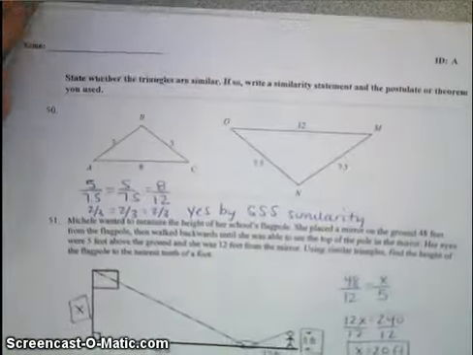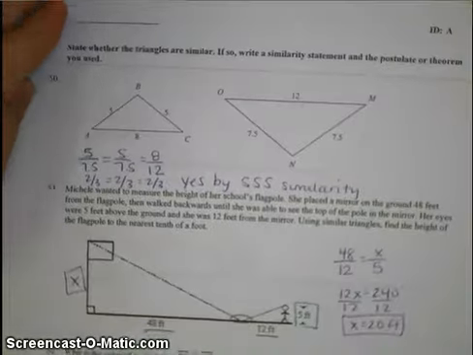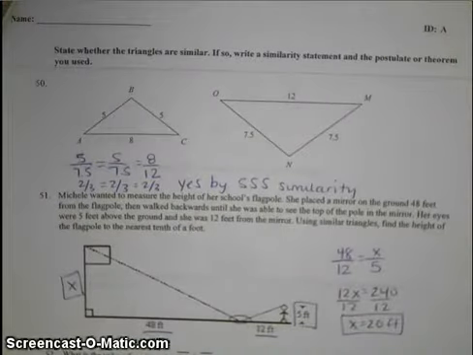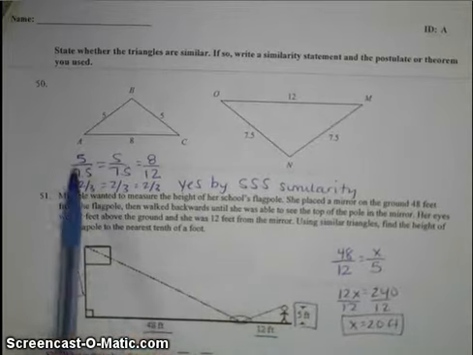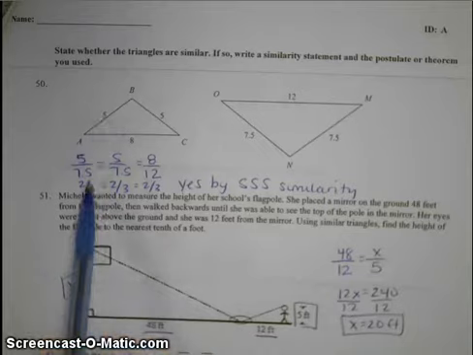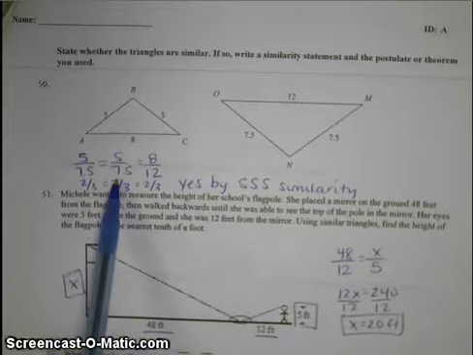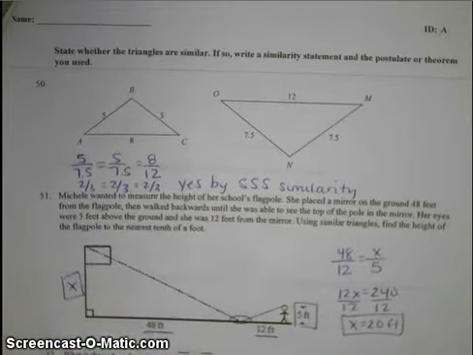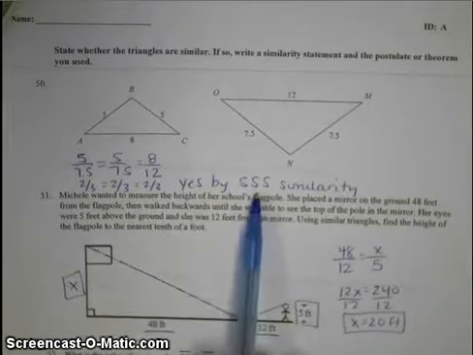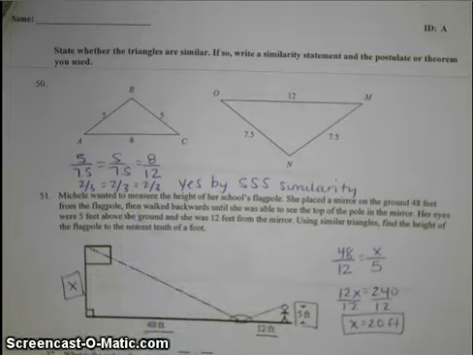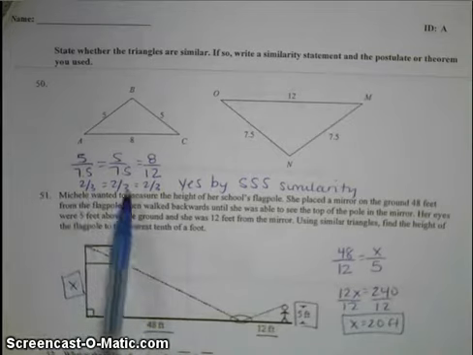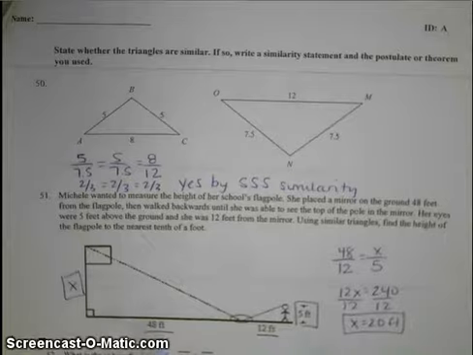Number 50. State whether the triangles are similar. If so, write a similarity statement and the postulate or theorem that you used. So here we know to compare the corresponding pieces. I can see that both of these are isosceles triangles. So 5 compares to 7.5 in both of those sides, and then 8 compares to 12. Before I can use side-side-side similarity, I need to make sure that these three ratios reduce to the exact same thing, meaning they have the same scale factor. So indeed, they do all reduce to 2/3. So yes, these are similar by side, side, side.